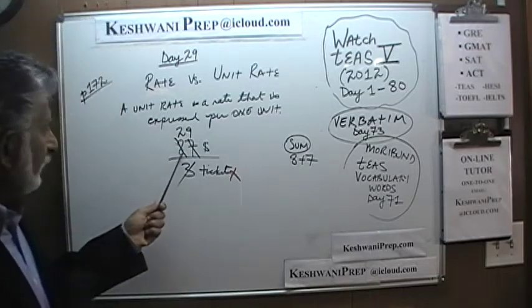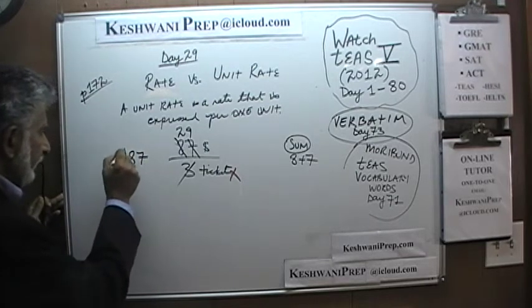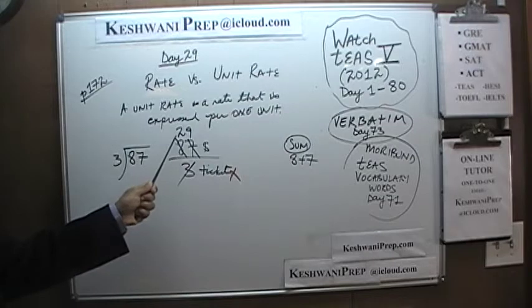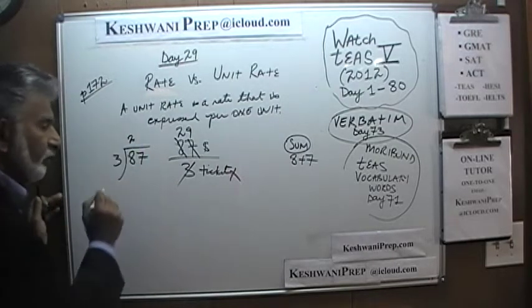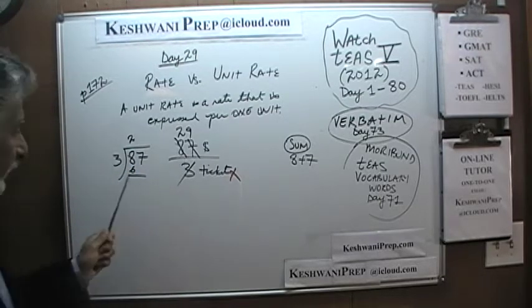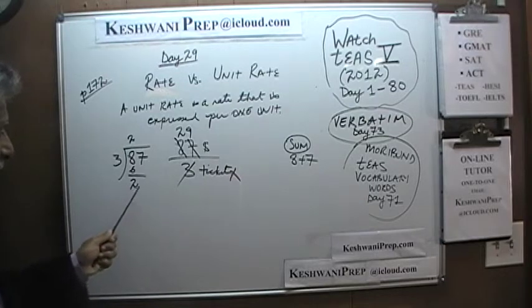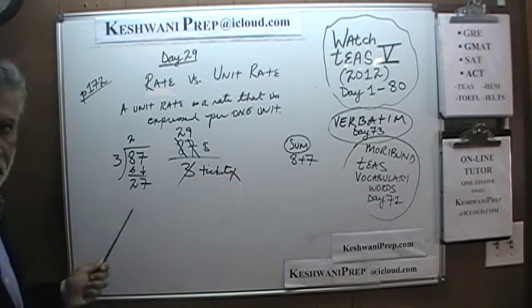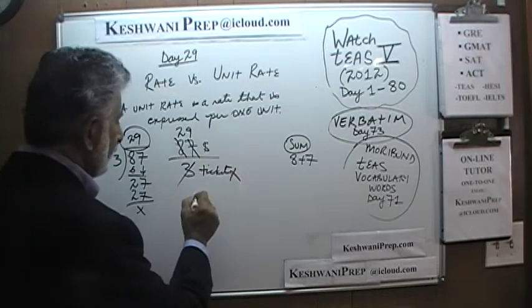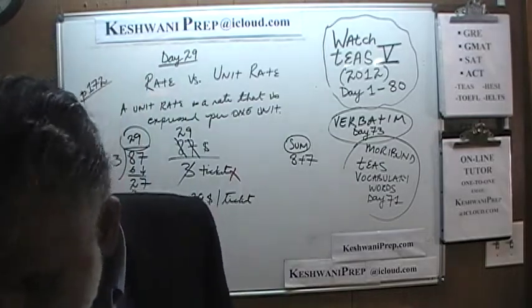If you like, we can do this division one more time, the long division, so that you can follow what I was talking about. We're going to divide 87 by 3. How many threes does 8 have? 8 has 2 threes. 2 threes are 6. After we take away the 6 from the 8, we have a remainder of 2. That 2 goes and joins the 7 and becomes a 27. And 27 has 9 threes. So it's $29 per ticket. Now when we say per ticket, obviously it's per 1 ticket. And that's the unit rate.